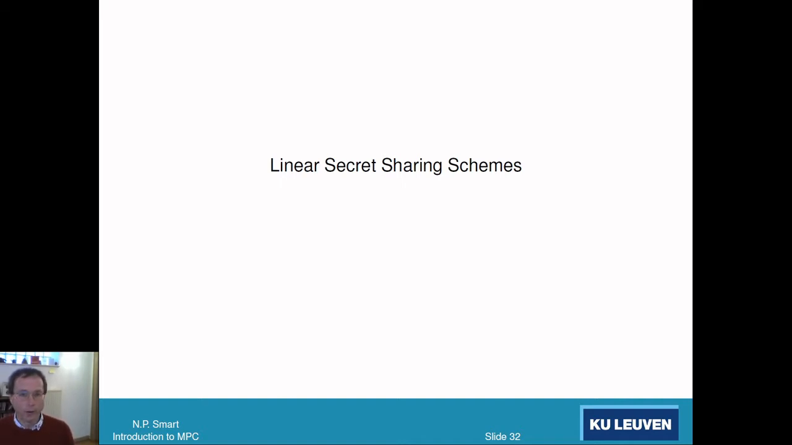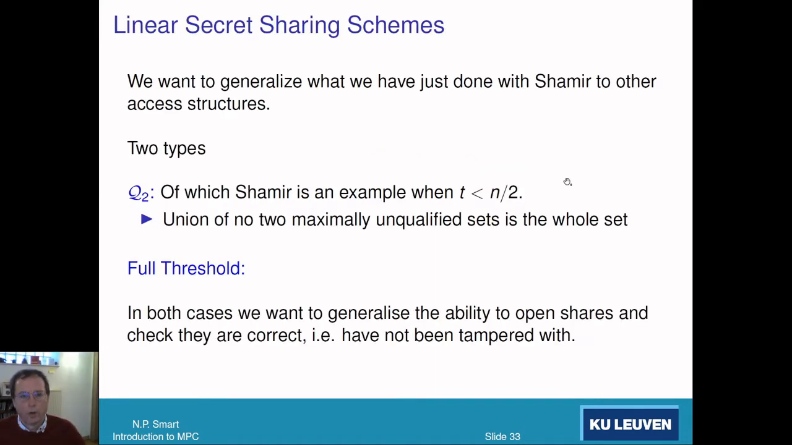of which the Shamir example is the classic example that you see to start with, but we want to generalize it a bit more. The way we're going to generalize the Shamir example is in two ways. First, we're going to look at what are called Q2 access structures. These are a bit like Shamir or threshold structures when t is less than n over 2. In particular, the union of no two maximally unqualified sets is the whole set.